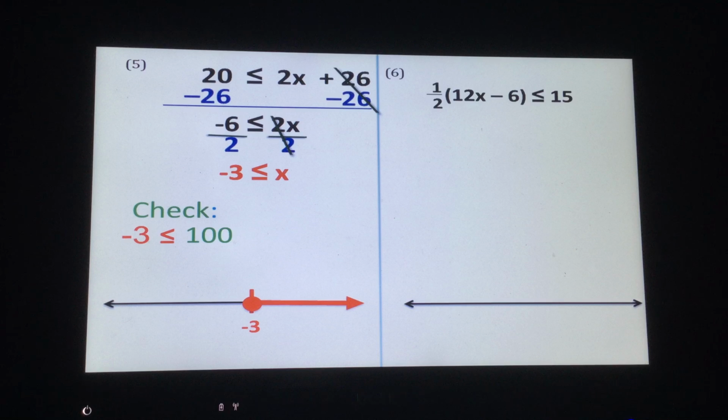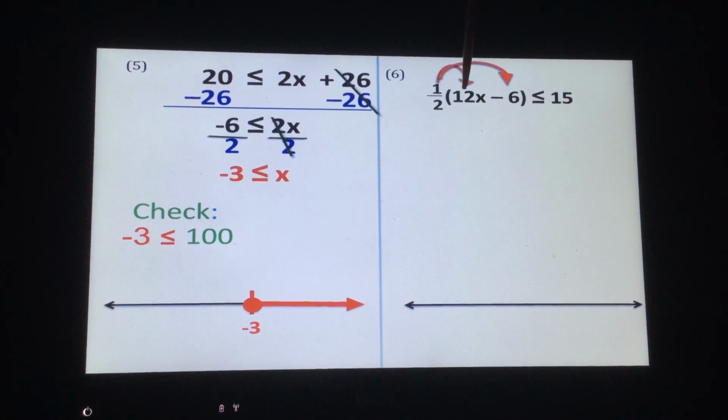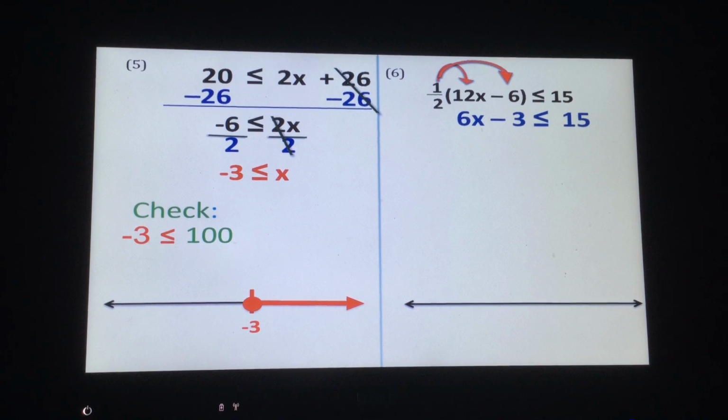We have 1/2 times this binomial, 12x minus 6, and it's less than or equal to 15. Go ahead and solve that one. All right, guys, so we're going to start out by distributing the 1/2 onto these two terms in here. 1/2 of 12 is going to be 6x. 1/2 of -6 is -3. Now we're going to add 3 to both sides. The 3's cancel. 6x is less than or equal to 18.